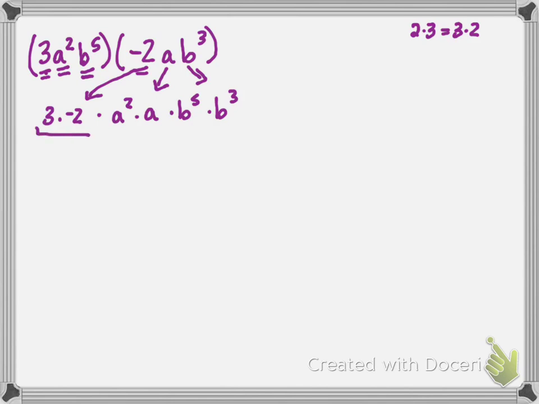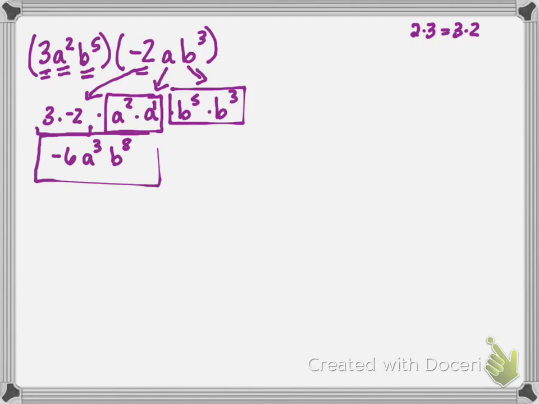So now I'm going to combine my like terms. 3 times negative 2 is negative 6. I've got a squared times a. Well, if I'm multiplying two things with the same base, I keep the base and I add the exponents. 2 plus 1 is 3. These two are both b's, so b to the 5th times b to the 3rd. I keep the base and I add the exponents. 5 plus 3 is 8. So this would be my final answer.